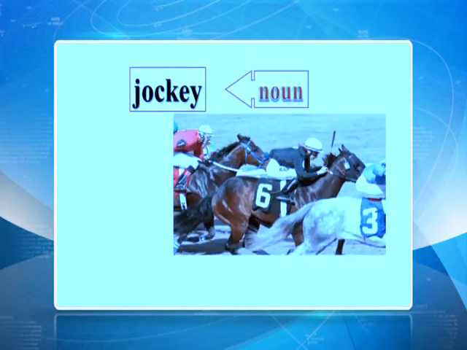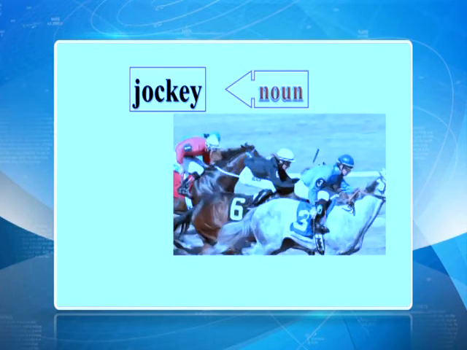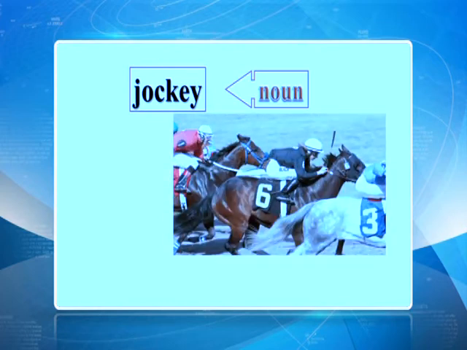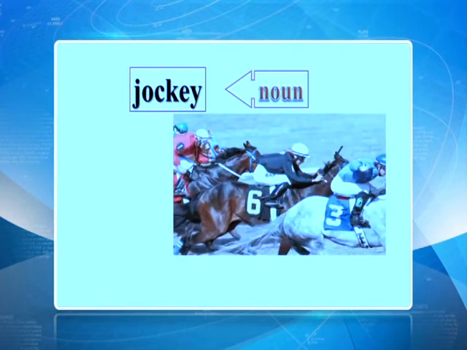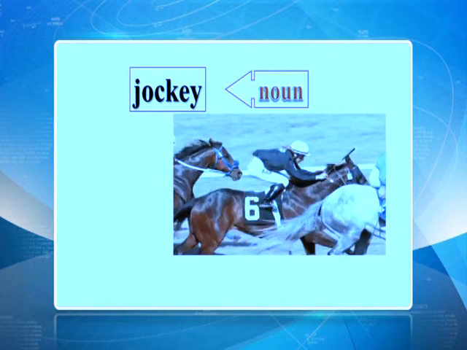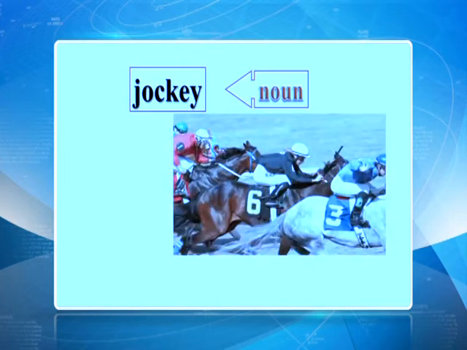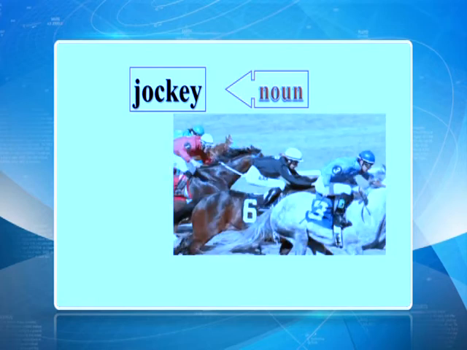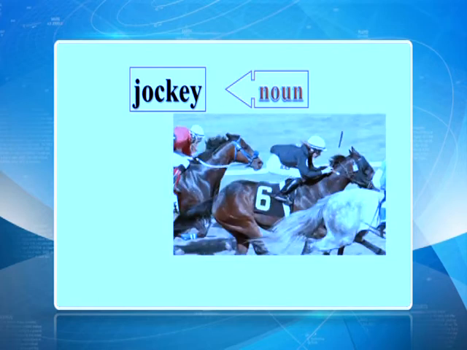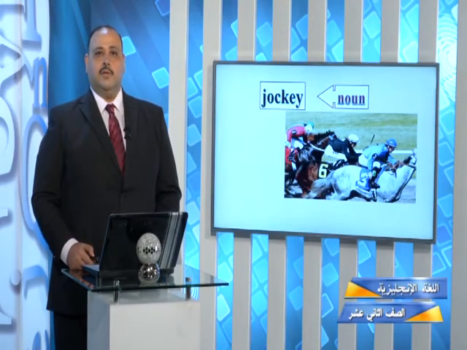Jockey is a noun. Actually, it is very clear. The picture can show us someone or some people who are riding horses. So a person who rides horses or whose job is to ride horses is called a jockey. That's why if I ask you, how many jockeys can you see in the picture? Then you can say 4 jockeys. Now let's see the definition and then we shall move to the example.